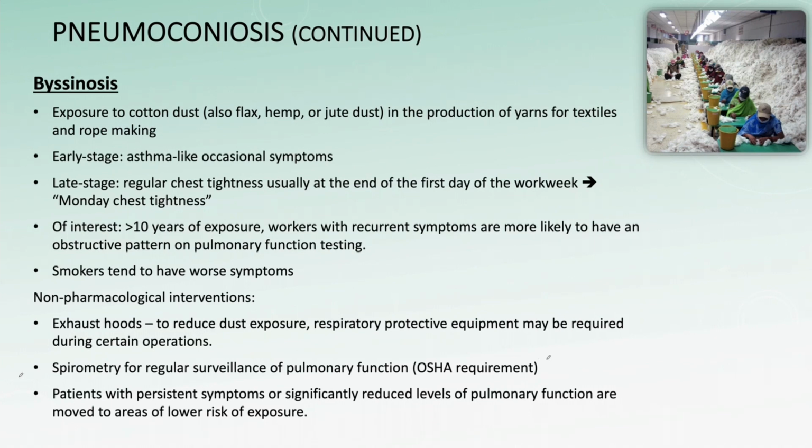Last but not least, for the pneumoconiosis, the occupational exposure is going to be Byssinosis, and that's exposure to cotton. So you tend to see it in foreign countries where you have these cotton mills where they are making cotton that we use to make clothing, textile industries, right? Rope making. In the beginning, with Byssinosis, you tend to get asthma-like symptoms.